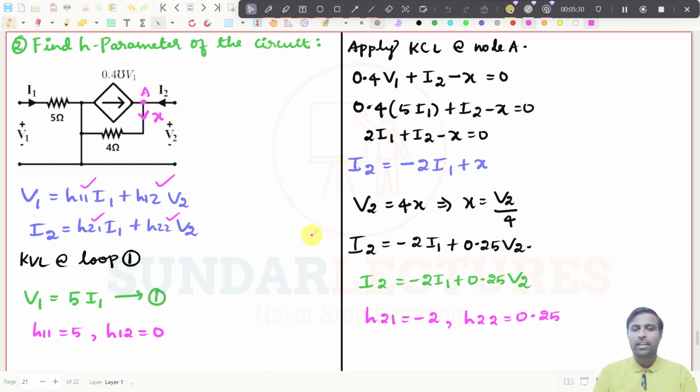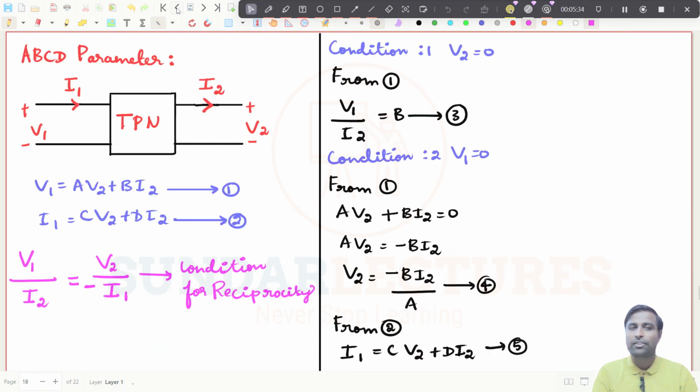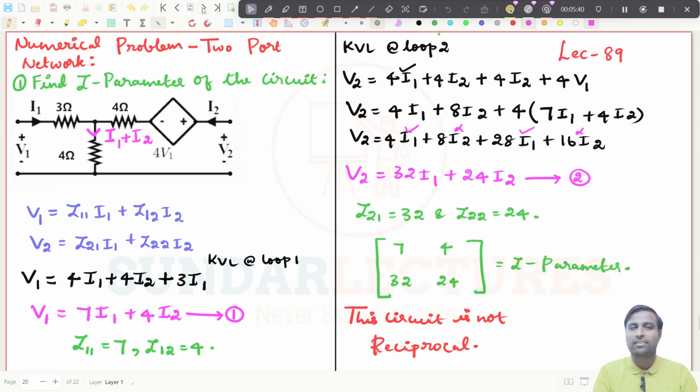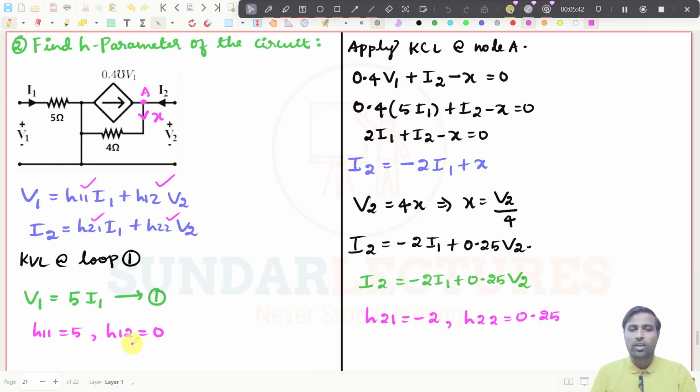And if they are asking whether this is reciprocal and what the condition for reciprocity is, if it is H parameter, then H12 should be equal to minus H21, and it is not so in this case, right? You see H12 is 0 here and H21 is minus 2, so they will not be the same. This circuit is not a reciprocal circuit. That is what we need to conclude here, and we will take another problem.